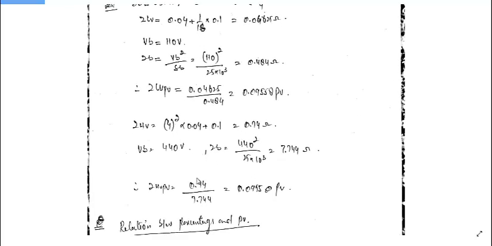So now the per unit impedance referred to secondary will be, that is this value, which one?